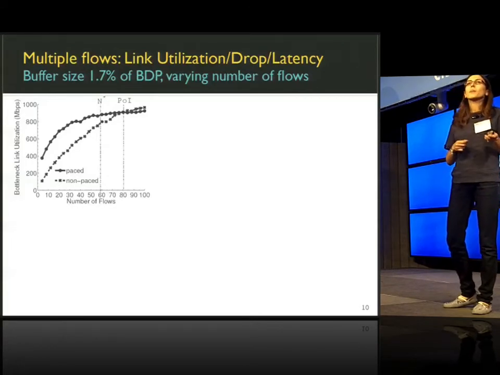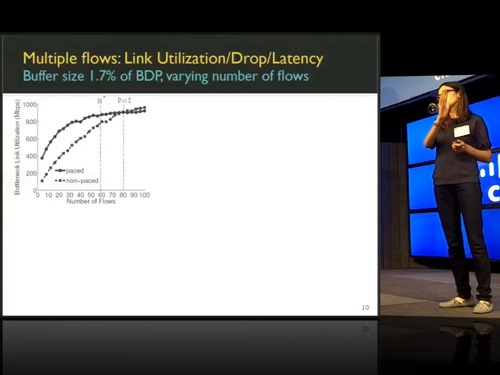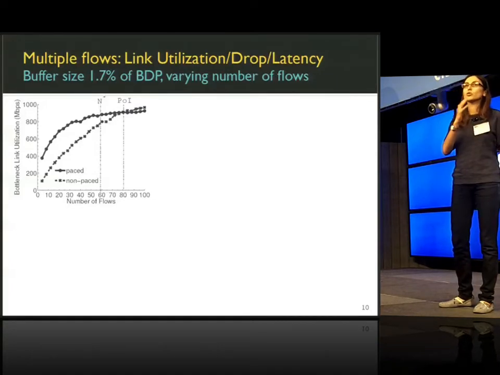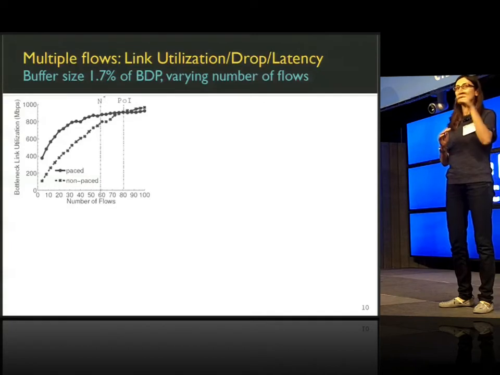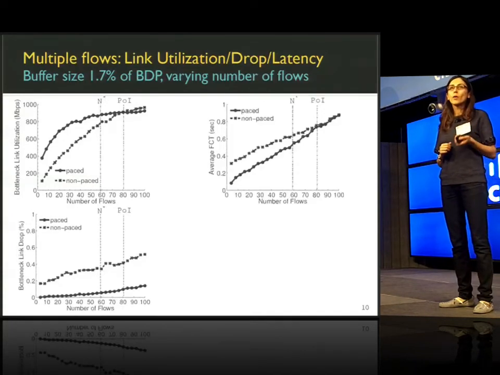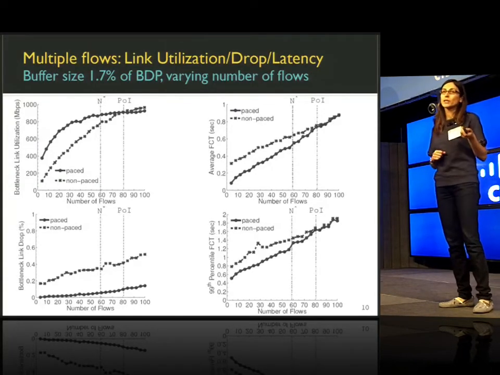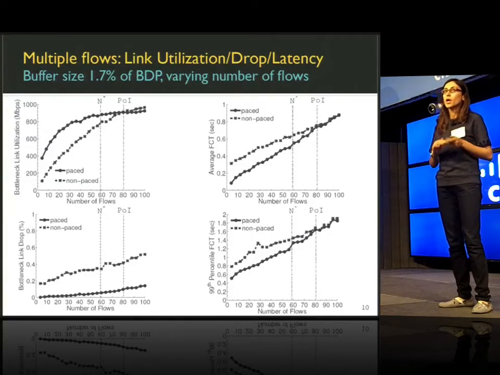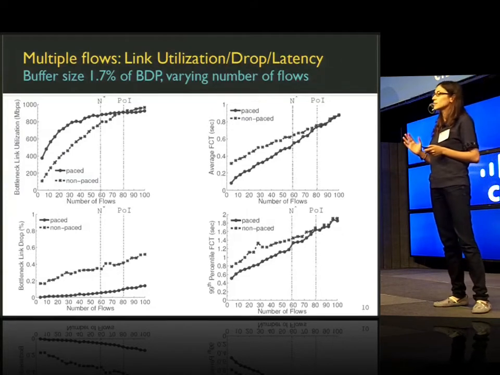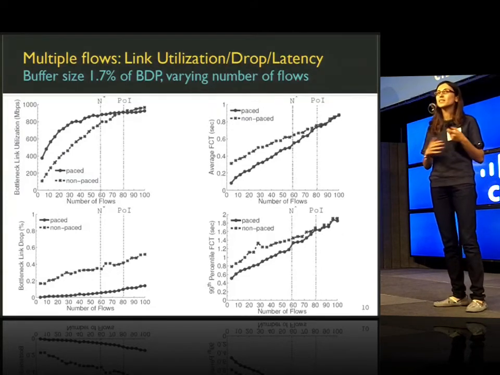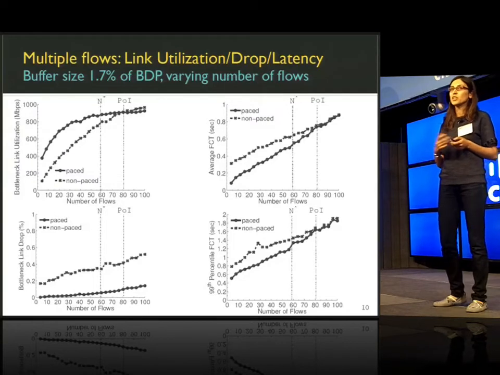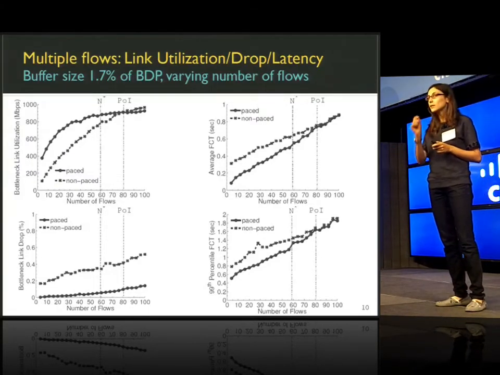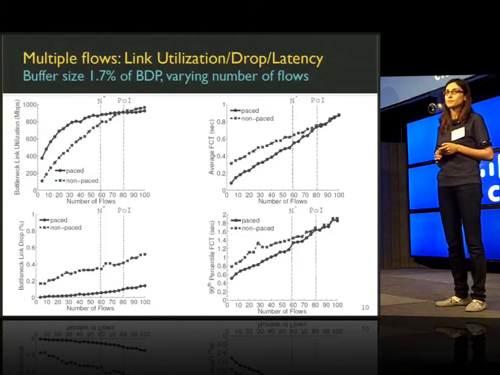And as you can see, until before this N star, until before this lower bound, pacing is actually able to have higher throughput and similarly lower packet drops and lower average and tail flow completion times. But as soon as we pass this lower bound, the benefits of pacing start to diminish, and at 80 flows, non-paced is actually performing a little better than paced traffic.